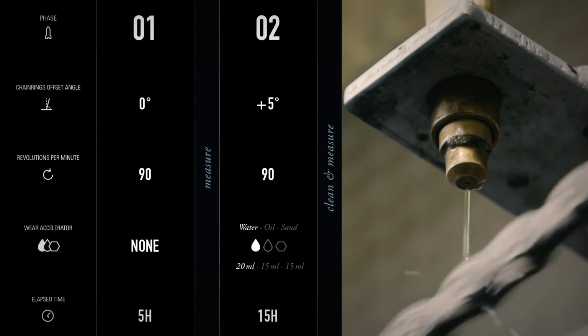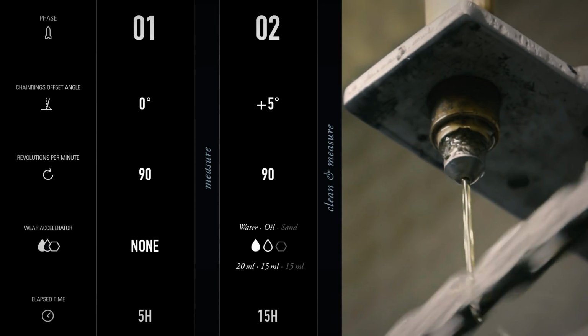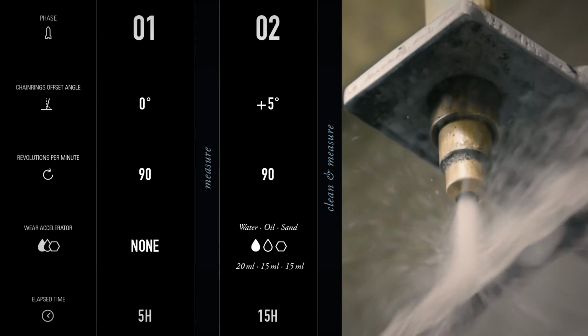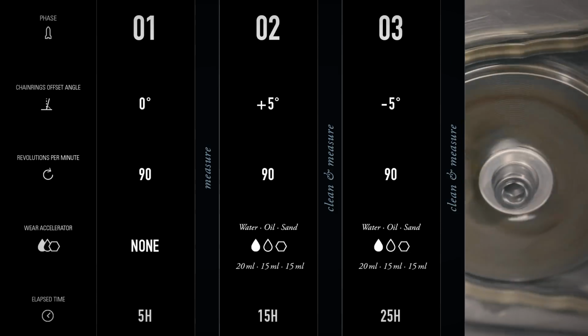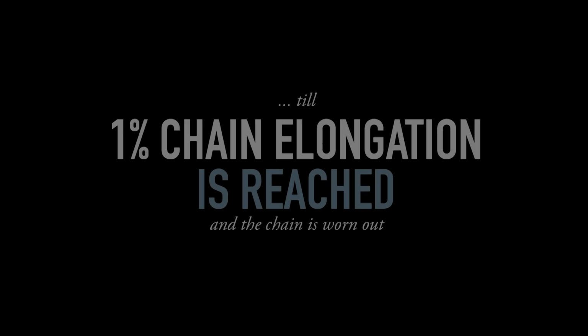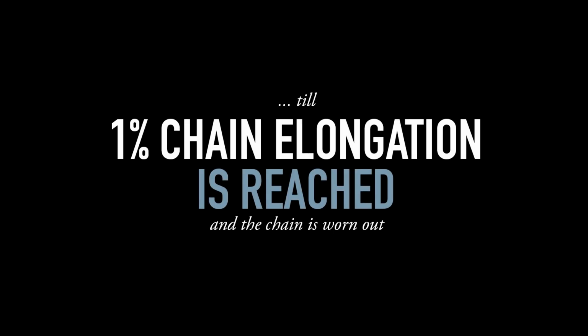Phase 2 runs 15 hours with 5 degrees of offset at 90 RPM and with water, oil, and sand applied. Phase 3, 25 hours, 90 RPM, opposite offset. Phase 4 is the same as Phase 3, but with no offset and a 35-hour runtime. Phases 3 and 4 are repeated until 1% elongation is reached, at which point the chain is worn out and the test is ended.